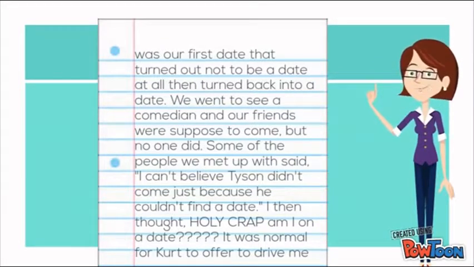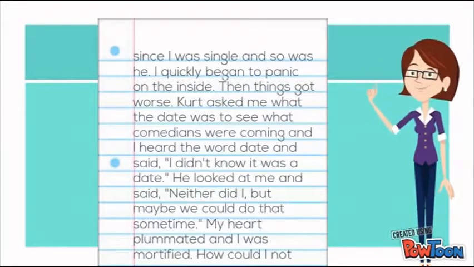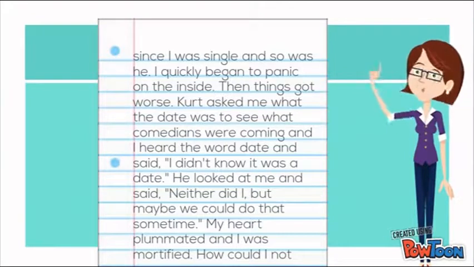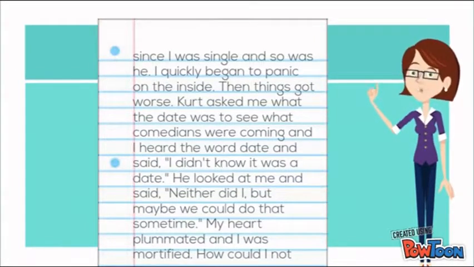We went to see a comedian, and our friends were supposed to come, but no one did. Some of the people who met up with us said, "I can't believe Tyson didn't come just because he didn't find a date." I then thought, holy crap, am I on a date? It was normal for Kurt to offer to drive me since I was single, and so was he. I quickly began to panic on the inside. Then things got worse. Kurt asked me what the date was to see what comedians were coming, and I heard the word date and said, I didn't know it was a date. He looked at me and said, "Neither did I, but maybe we could do that sometime."